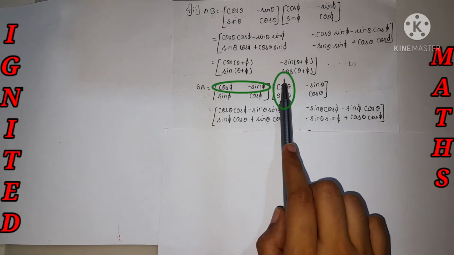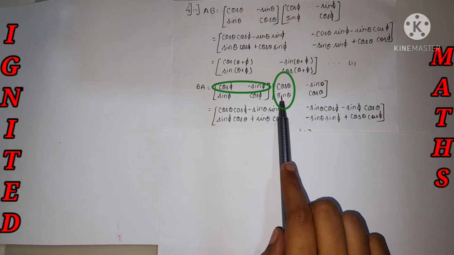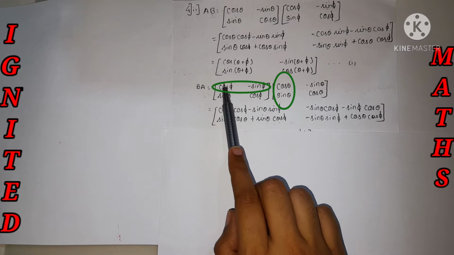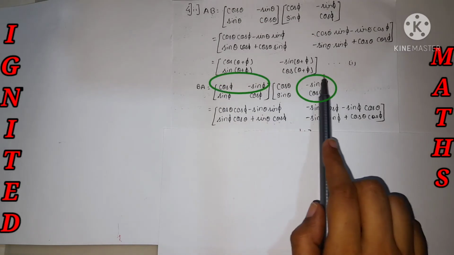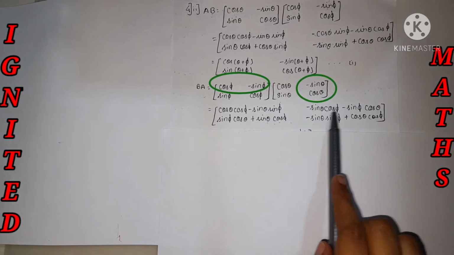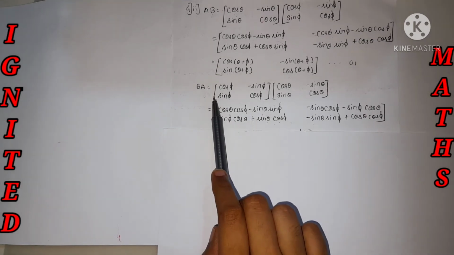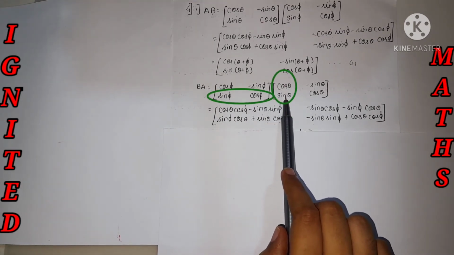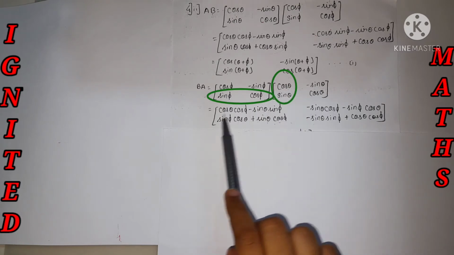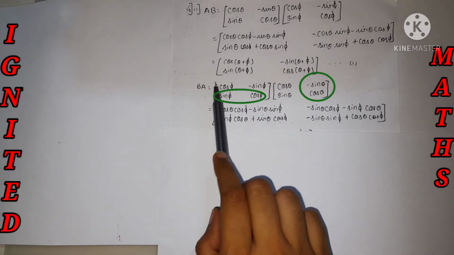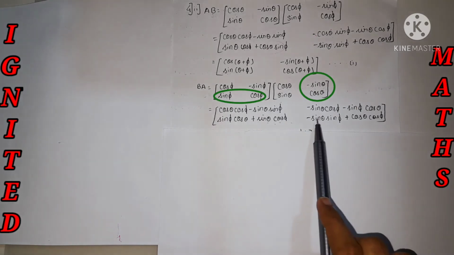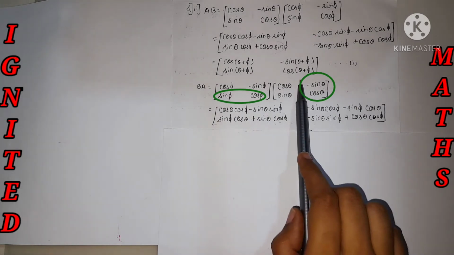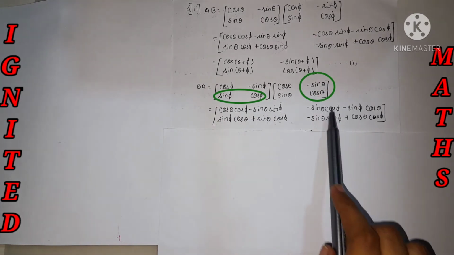First matrix of the row will be multiplied by second matrix of the column. Yes, we have done with it. First matrix of the row will be multiplied by second matrix of the column. We have done over here. Now first matrix of the second row will be multiplied by second matrix of the first column. Yes, first matrix of the second row will be multiplied by second matrix of the second column.